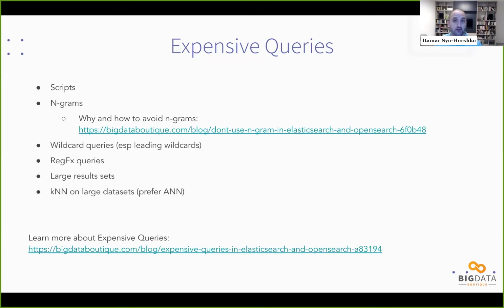Another relatively new topic to OpenSearch is vector search. And there as well, there are some considerations of what's considered expensive and when you need it.